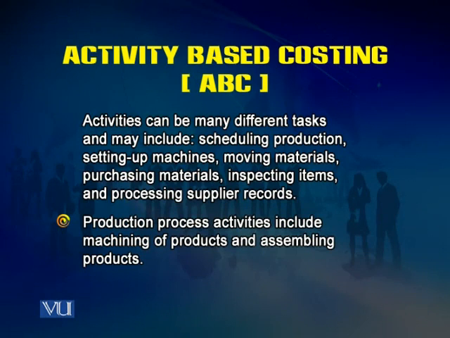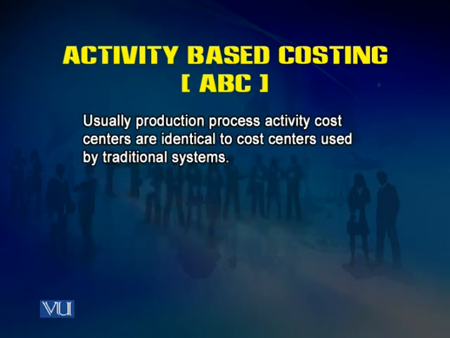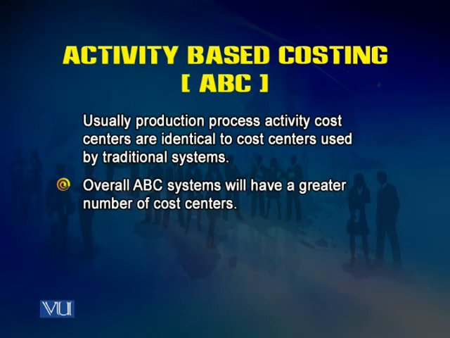These activities of production will be the same under both the systems. Normally, we are looking at the allocation of overhead costs. So direct costs and production activities will be similar under both types of systems. Usually, production process activity cost centers are identical to cost centers used by the traditional systems. Overall, ABC systems will have a greater number of cost centers. So we have said, overall, there are likely to be a greater number of cost centers under the ABC system.